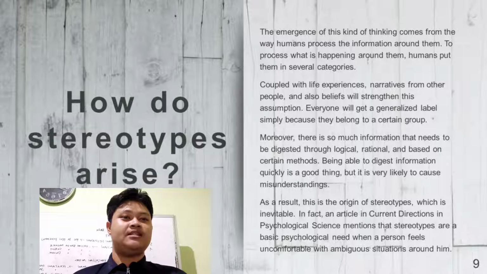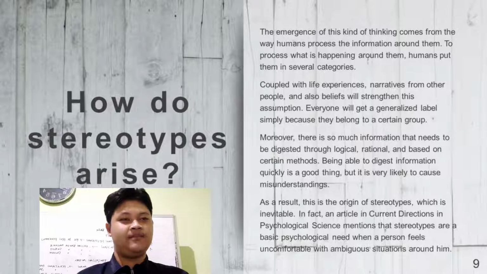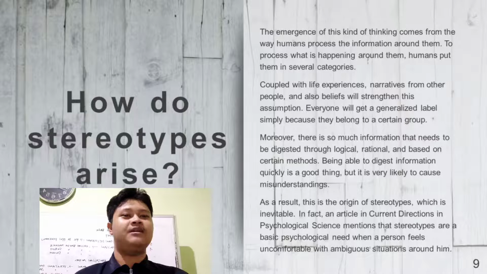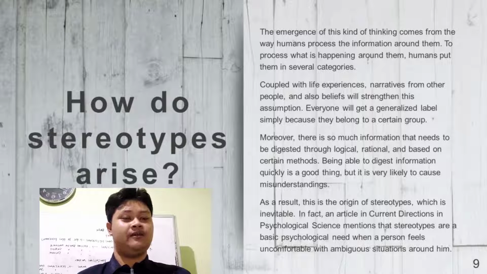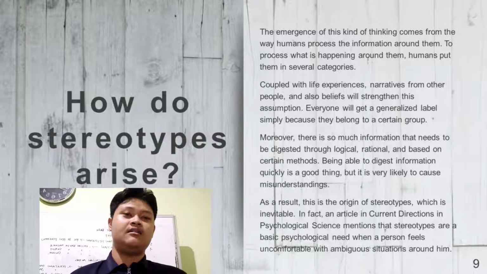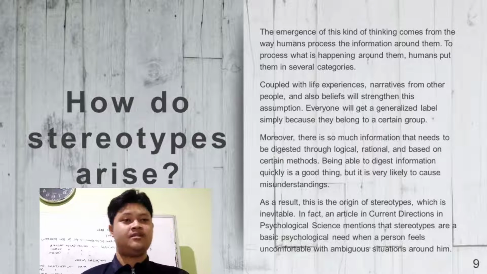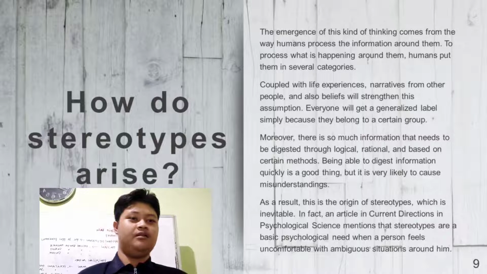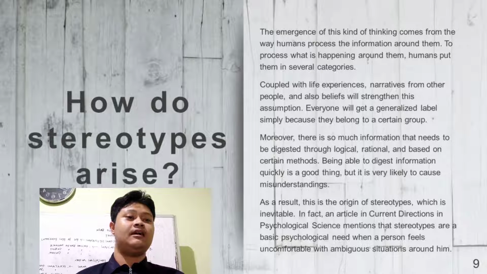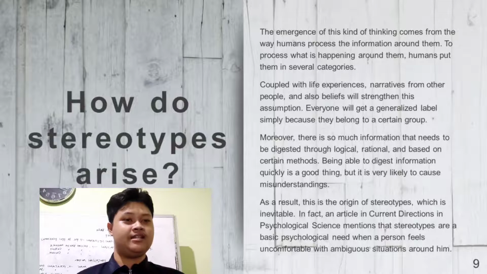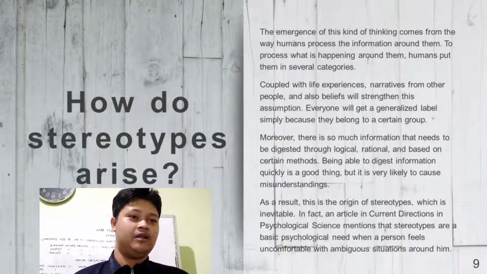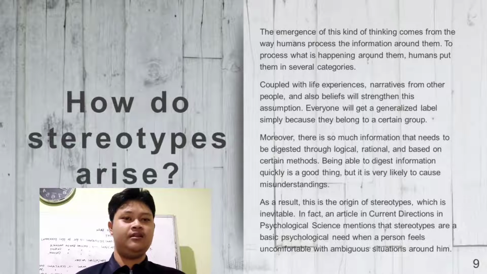Moreover, there is so much information that it cannot all be digested through logical, rational methods. Being able to digest information quickly is a good thing, but it is very likely to cause misunderstanding. As a result, this is the origin of stereotypes, which is inevitable. In fact, an article in Current Directions in Psychological Science mentioned that stereotypes are a basic psychological need when a person feels uncomfortable with ambiguous situations around him.